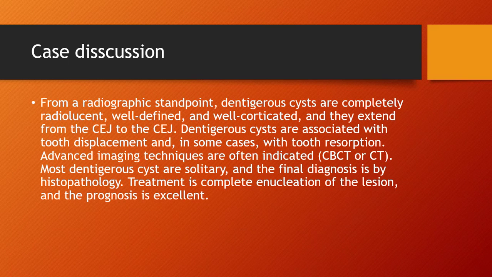From a radiographic standpoint, dentigerous cysts are completely radiolucent, well-defined, and well-corticated, and they extend from CEJ to CEJ. Dentigerous cysts are associated with tooth displacement and, in some cases, with tooth resorption. Advanced imaging techniques, CBCT or CT, are often indicated. Most dentigerous cysts are solitary, and the final diagnosis is by histopathology. Treatment is complete enucleation of the lesion, and the prognosis is excellent.